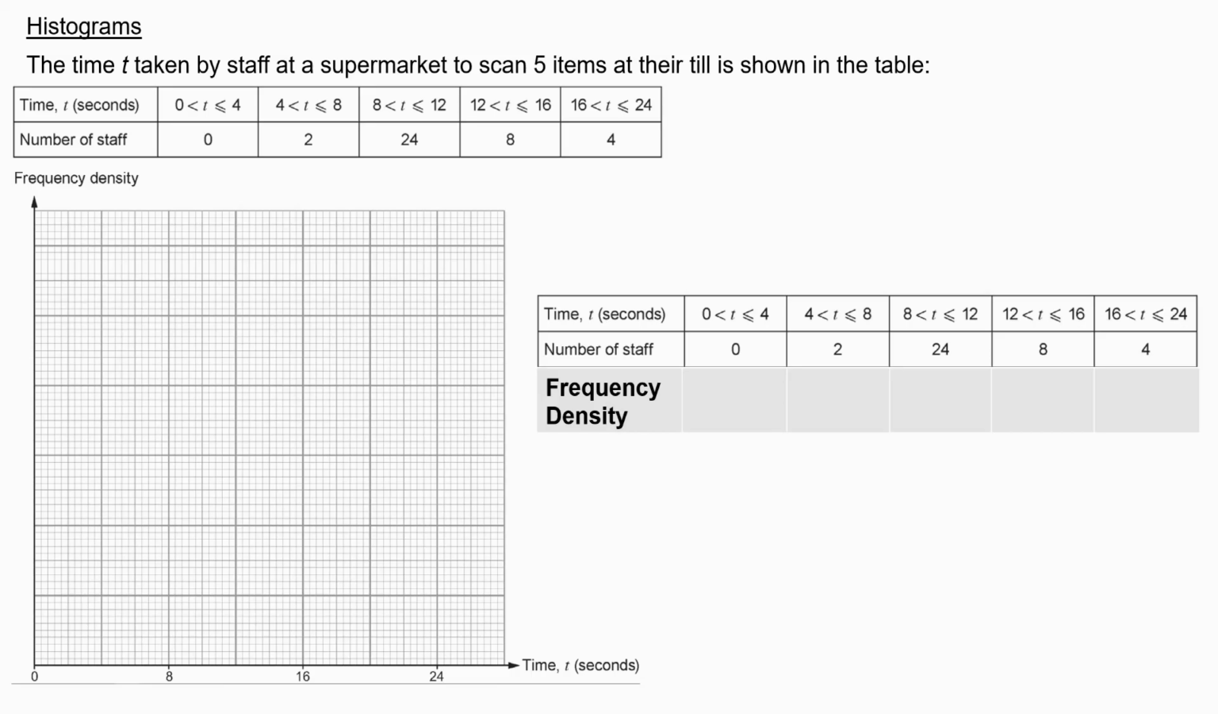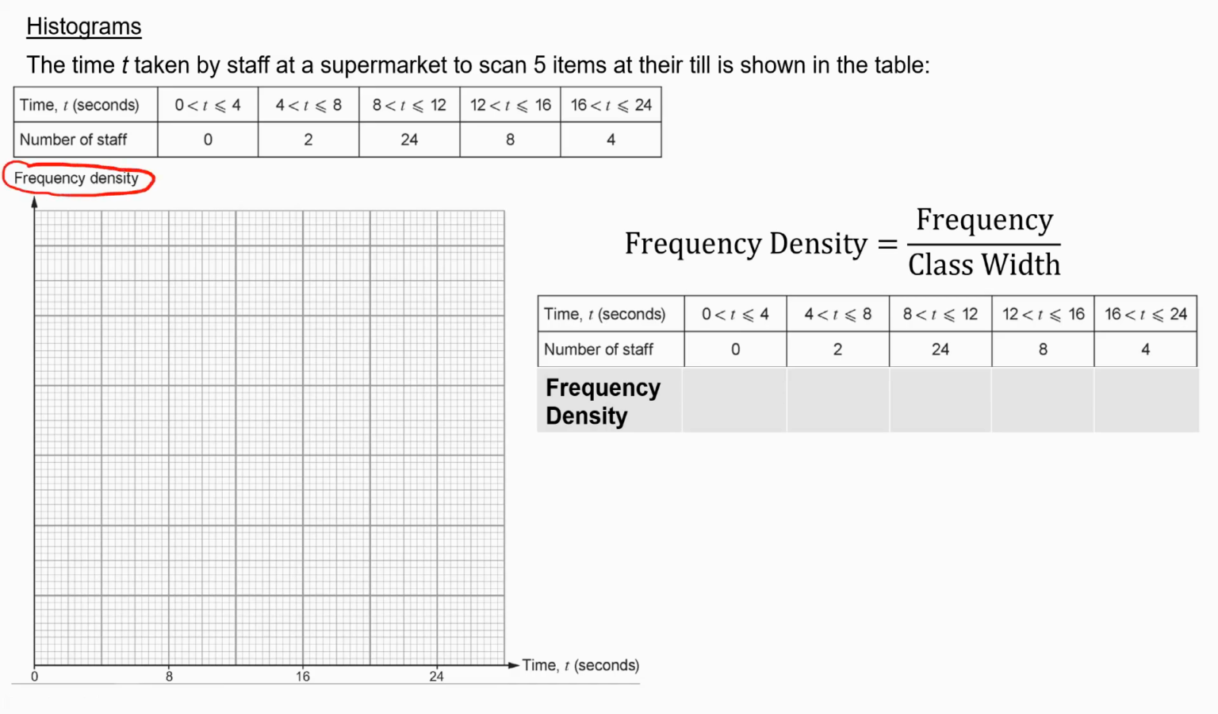The time t taken by staff at a supermarket to scan 5 items at their till is shown in the table. We need to draw a histogram of this data. And to do that, we're going to use the formula frequency density is frequency divided by class width. Frequency density always goes on the y-axis of a histogram, and the time or the variable goes on the x-axis.